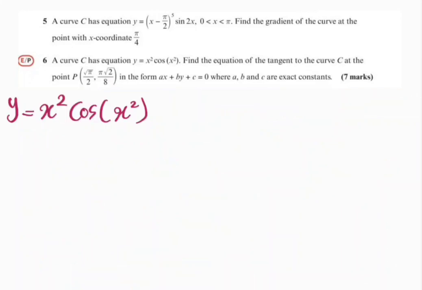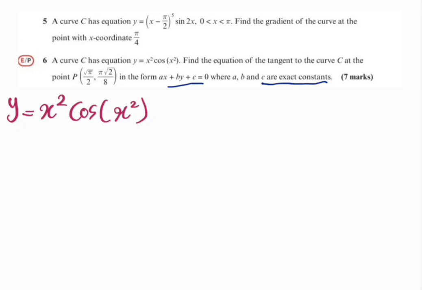Question 6. A curve C has equation y equals x squared times cos x squared. Find the equation of the tangent to the curve C at this point P in the form ax plus by plus c equals 0, where a, b, and c are exact constants. So here is very important.